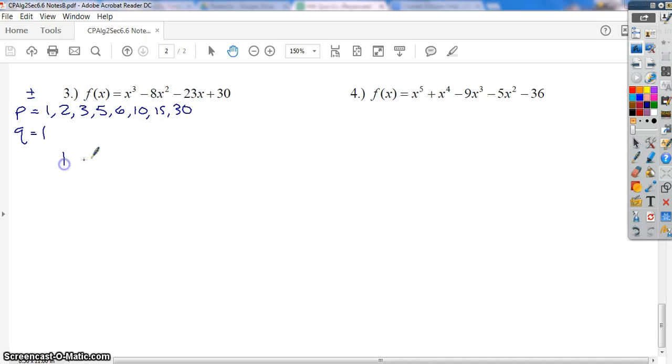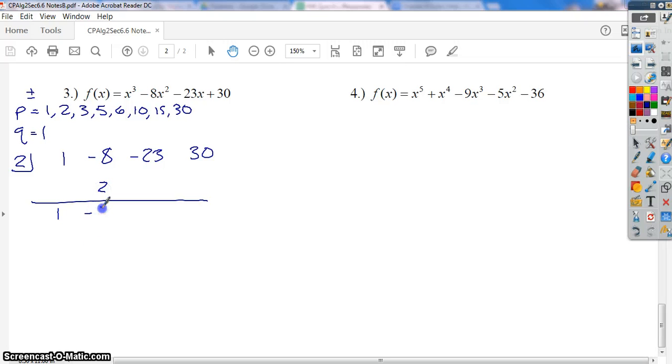All right, so synthetic. 1, negative 8, negative 23, and 30. Again, probably going to want to pick a positive number here. So if I pick a positive, I'm guaranteeing that these will be different signs. It's going to have to be a small number. 23 is not that much smaller than 30. So I have to be very creative here. I'm going to try positive 2.